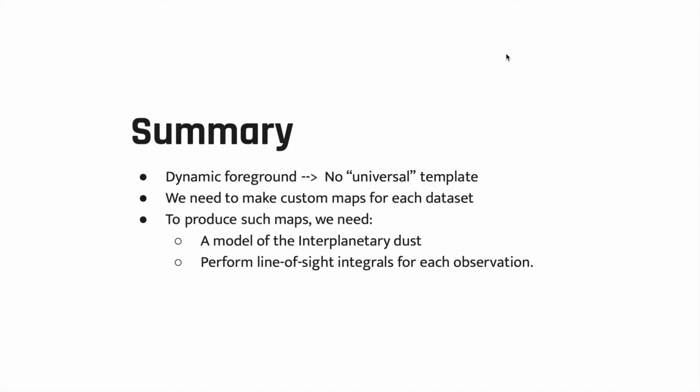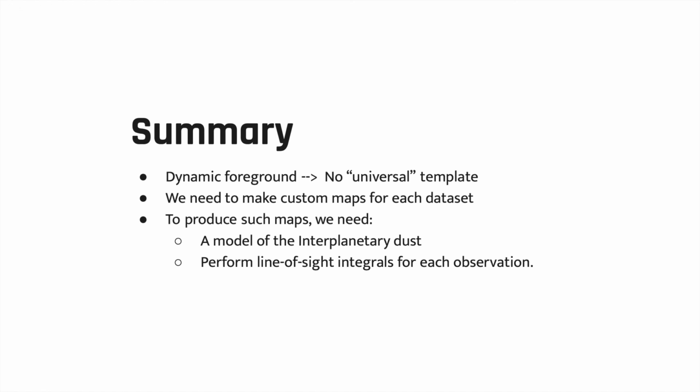And that concludes the lecture on zodiacal emission. To summarize, the zodiacal emission is a dynamic foreground unlike regular galactic foregrounds. It is therefore impossible to make a universal template that will be able to correct for the zodiacal emission in every experiment. Instead, we need to produce zodiacal emission maps custom to each dataset.